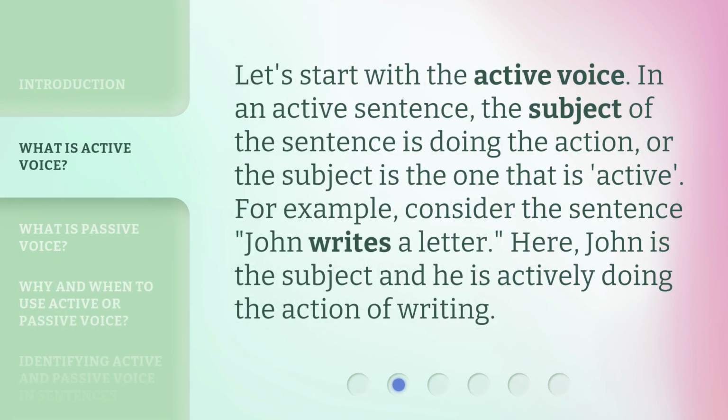Let's start with the active voice. In an active sentence, the subject of the sentence is doing the action, or the subject is the one that is active. For example, consider the sentence, John writes a letter. Here, John is the subject and he is actively doing the action of writing.